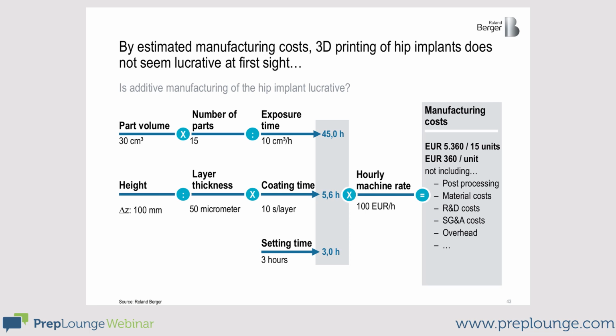So the answer to my question if additive manufacturing of hip implants is lucrative is, for now, no. The sales price of 300 euros and production costs of 360 euros are not profitable. Now, I need to ask my second question. What can I do to become profitable again?